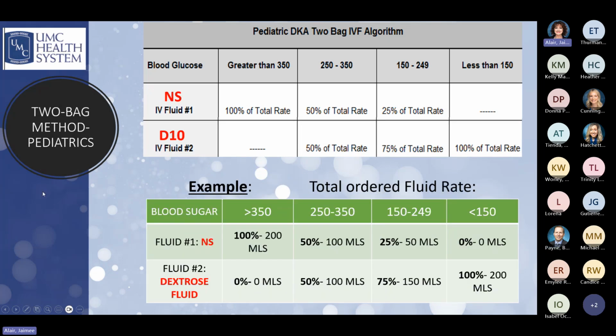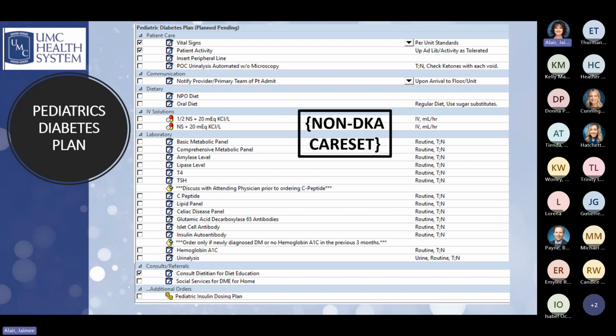So this is an example with a total fluid ordered rate. So if 200 is our total ordered fluid, while the sugar is greater than 350, we keep that initial NS at 200, and then it goes down from there. Once our sugar reaches 150, our dextrose is the only thing running, and so it's at the 200 mils. I like to tell my people, please write that out so that you know how much you're titrating based off of what your order is. You're not having to check it.